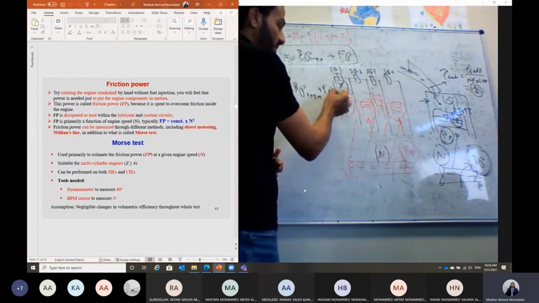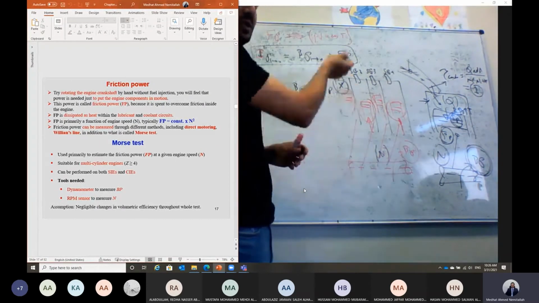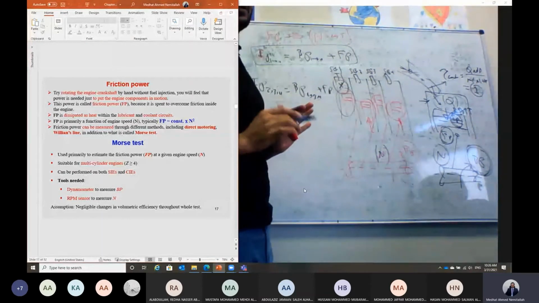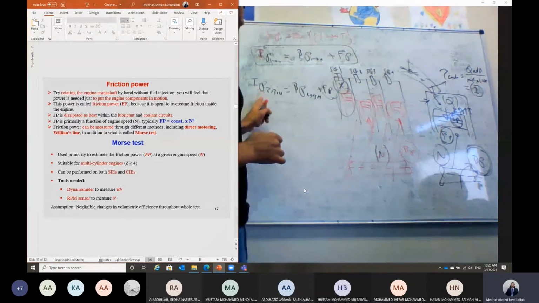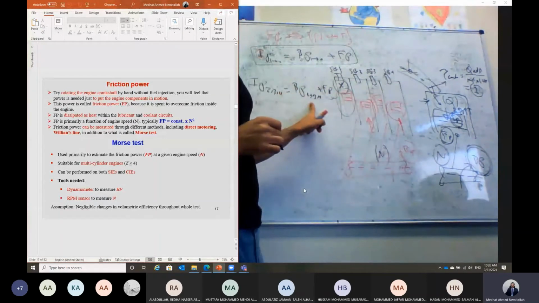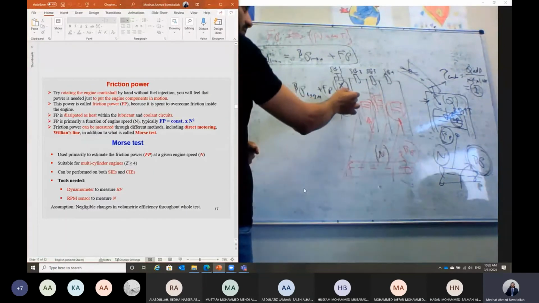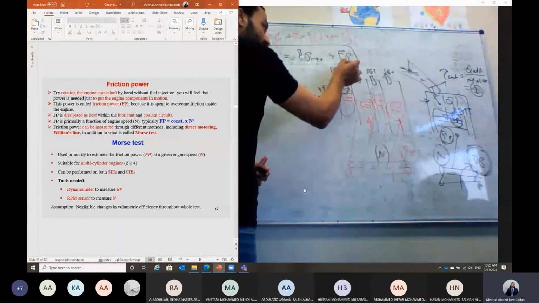When I disconnect one cylinder, its piston is still moving up and down with the crankshaft, but we don't have power generated or combustion. So it is already involved in the calculation of the friction power. So the indicated power for the remaining cylinders 2, 3, and 4 should equal the brake power for cylinders 2, 3, and 4. We don't have indicated power or brake power for cylinder 1, but plus the same friction loss power.